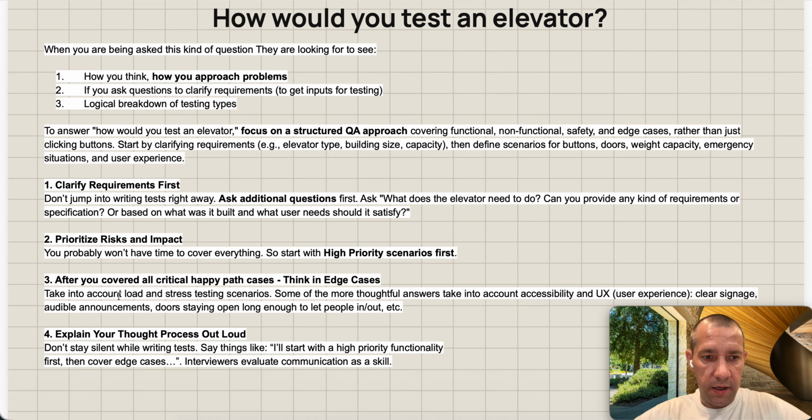Next one, after you covered all critical happy path cases, think in edge cases. Take into account load and stress testing scenarios. Some of the more thoughtful answers take into account accessibility and UX, user experience, as well. Something like clear signage testing, audible announcements, doors staying open long enough to let people in and out, etc.